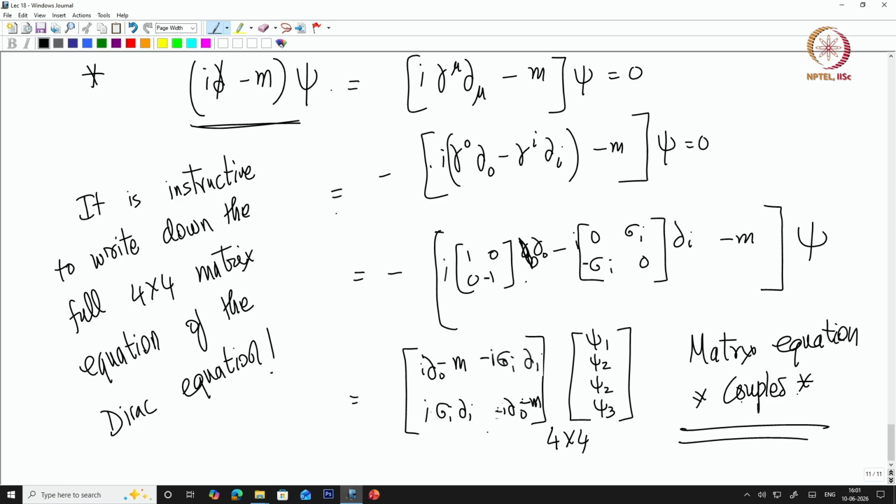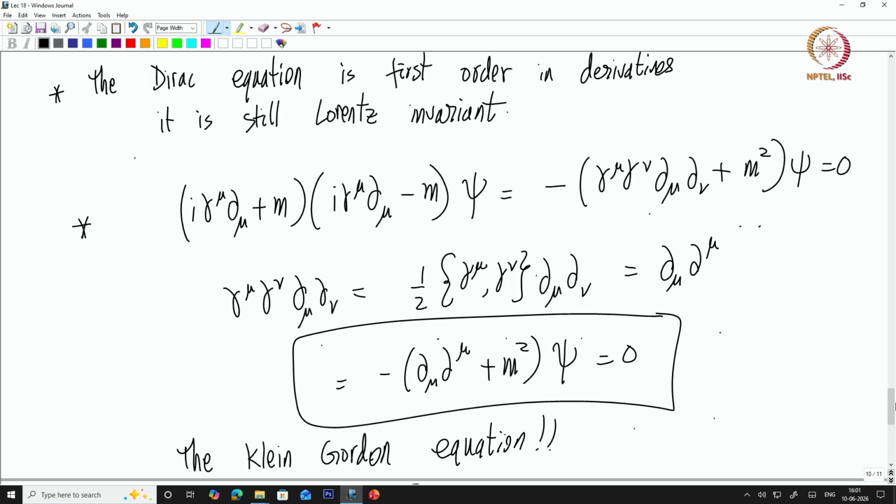I would suggest everybody do this, and if some of you have already taken the relativistic quantum mechanics course or the quantum mechanics course, you would have done it already in great detail. Now, the point is that if you see this equation, the square of the Dirac equation, I operated this particular factor again on the Dirac equation.